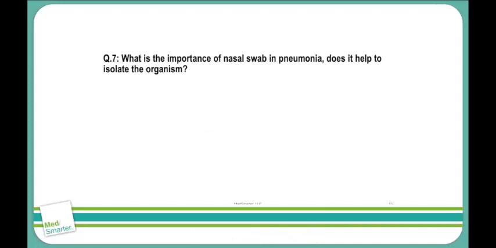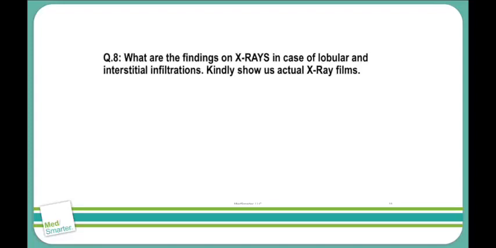Number 7, what is the importance of nasal swab in pneumonia? Does it help to isolate the organism? Yes, it does help. Number 8, what are the findings of X-ray in the case of lobar and interstitial pneumonia?